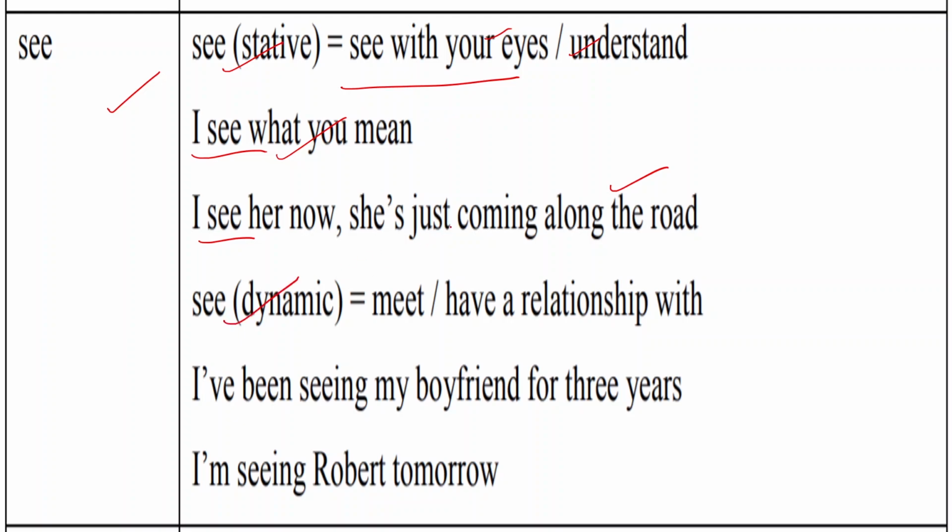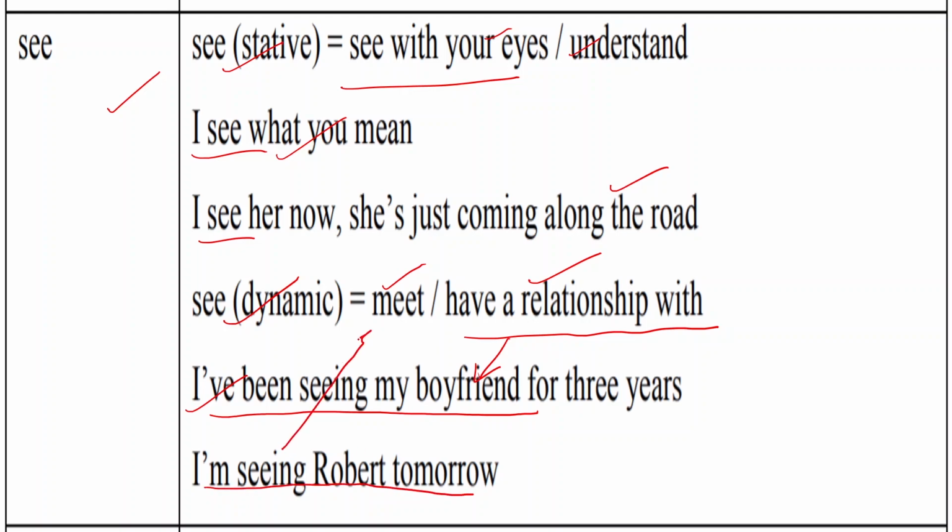See in the sense of dynamic sense, which means meet or have a relationship with. Example sentence. I have been seeing my boyfriend for 3 years. I have been seeing my boyfriend. Here, have a relationship with. That is the meaning here. Look at the next sentence. I am seeing Robert tomorrow. Here, I am seeing means I am meeting. I am meeting Robert tomorrow. In that dynamic sense, we can use these words in progressive sense.